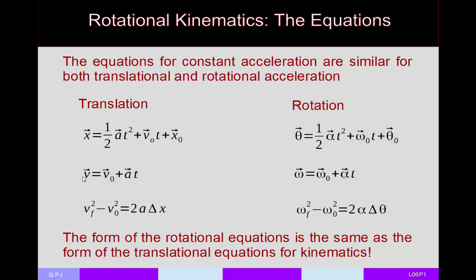Ditto for finding the velocity as a function of time and for the angular velocity as a function of time, and ditto for this time-free equation, which relates final and initial speeds to the acceleration and the distance traveled. Here it's the final angular speed squared minus the initial angular speed squared is twice the angular acceleration times the angular distance traveled.